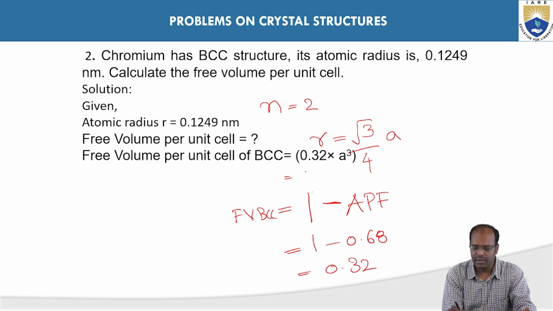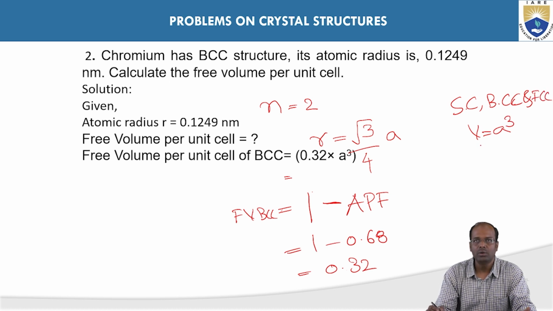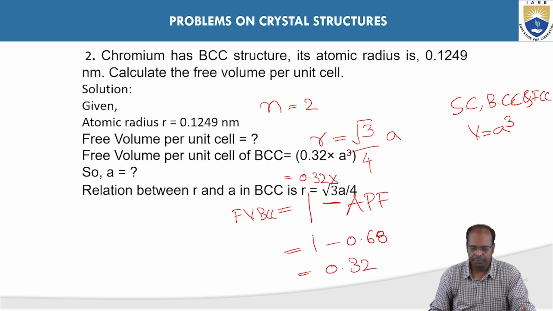So volume they are asking. Volume for simple cubic, body centered and face centered cubic structure, the formula is volume is equal to a cube. Here 0.32 into a, the atomic radius r. We need to find a, where a is equal to 4r by root 3.